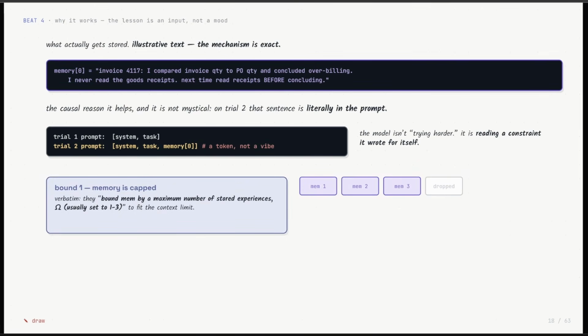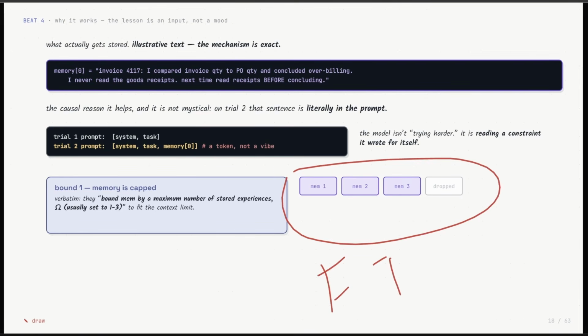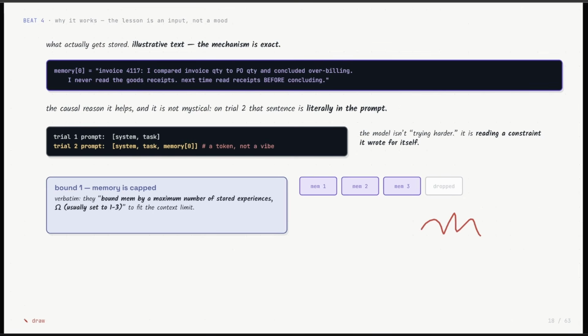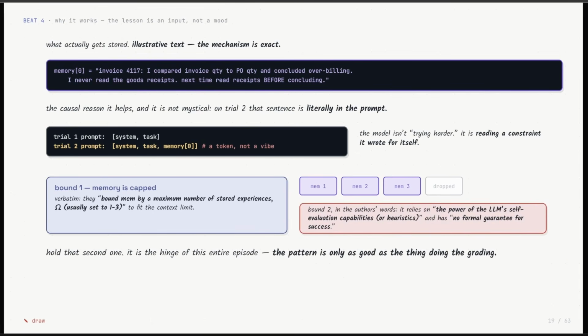And two bounds, both from the authors. And for this methodology, first, memory is capped. So they bound memory by a maximum number of stored experiences. This is what we call omega. And they said this between 1 and 3. Usually it's dependent on the context limit. And as you can see here, this is what we call a FIFO queue. First in, first out queue. So when you're bringing a new memory here, let's say you're bringing mem4, the first one that came in, let's say memory 1, will be dropped. So that basically doesn't accumulate. The idea is that the first lessons will not be as valuable as the later ones.